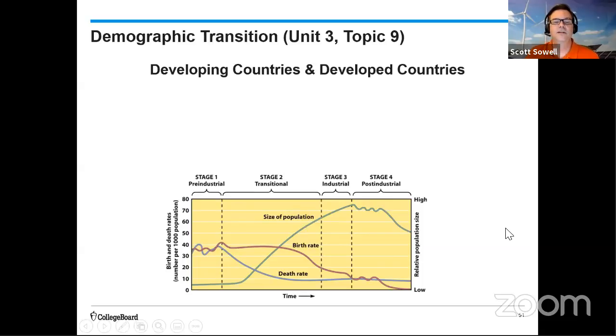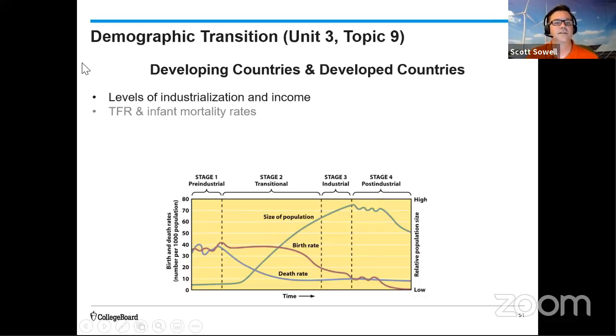Clearly countries are very heterogeneous, and we can't categorize a whole country as developed or developing. Some textbooks will use LDC and HDC, less developed and highly developed. But if we paint with a broad brush, we want some generalizations, we can typically say levels of industrialization and income play a role here. So less industrialized and less overall income, going to be developing countries.